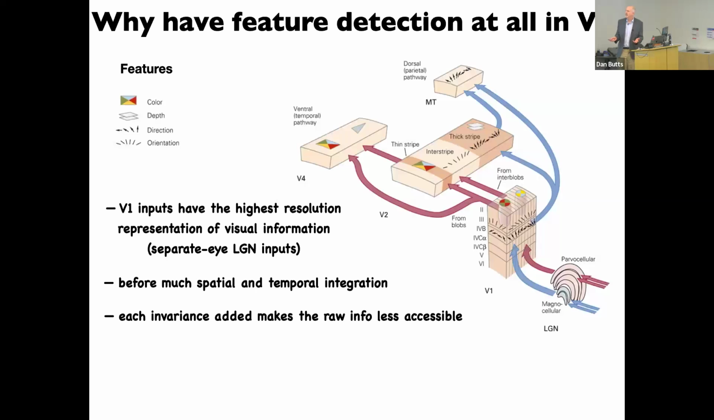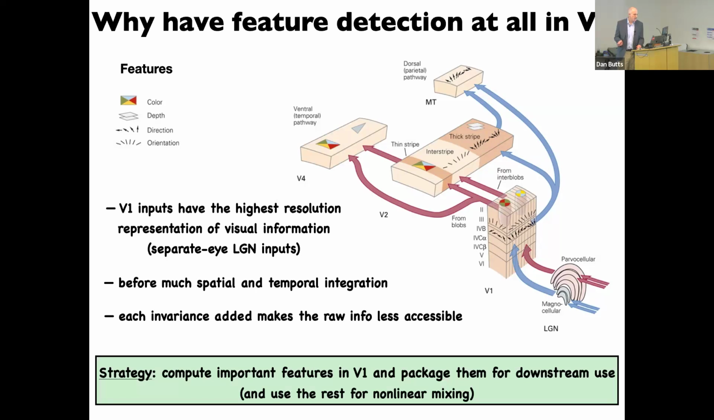Just really briefly, the idea is that V1 inputs actually have the highest resolution representation of visual information because they're getting the LGN inputs. And there's a lot of spatial and temporal integration, including complex cells and so on, so that you add invariances to, in fact, become selective to features at the expense of other things. But in doing so, you then get away from this raw output. So V1 might be a really great place to generate features in the context of this sea of nonlinearities and then package them up to be used later.